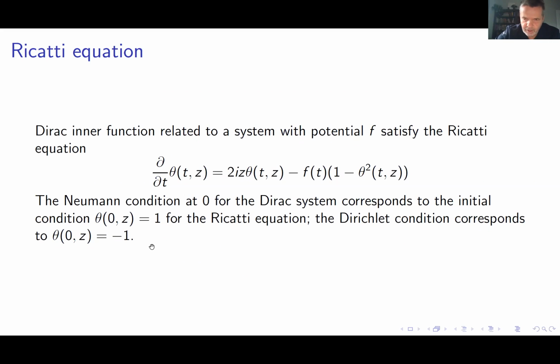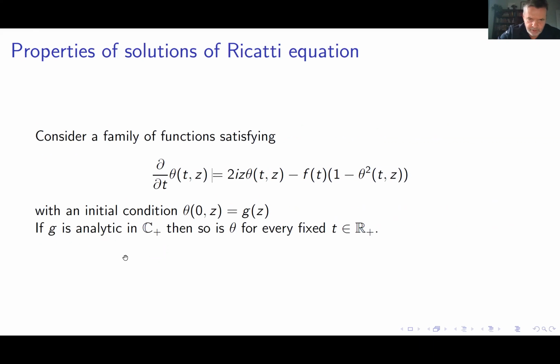Now, I think that this Riccati equation is interesting in its own right. So for us here, it will allow us to follow the dynamics of the resonances of the Dirac system. But I think it is interesting to study what happens to this equation with other initial conditions and so on. Let me say a few words about that. So if you start with any initial condition G, let's say first, any analytic function in the upper half plane, then all solutions of this equation will remain analytic in the upper half plane.